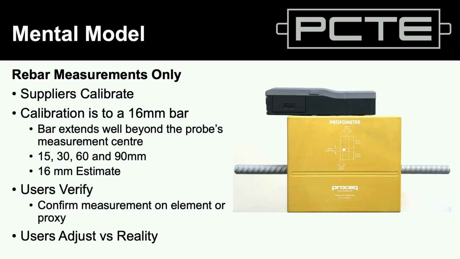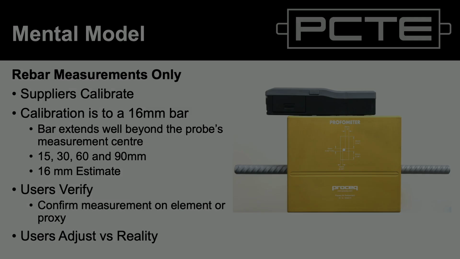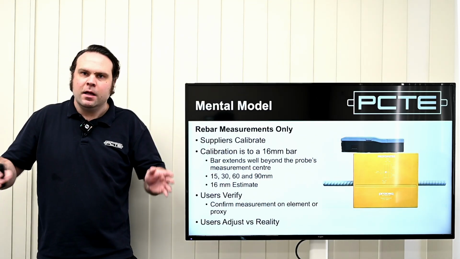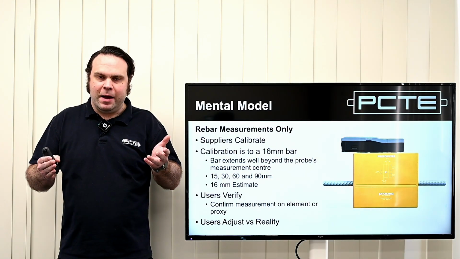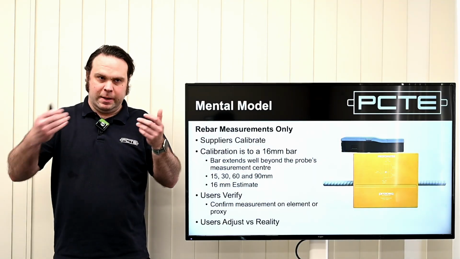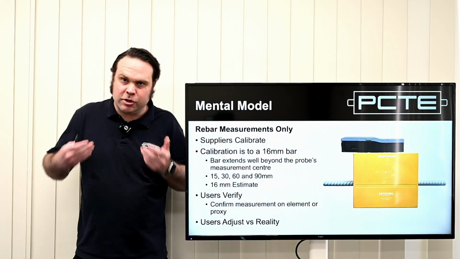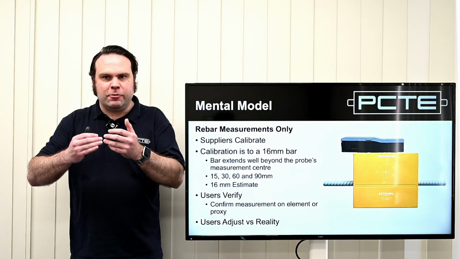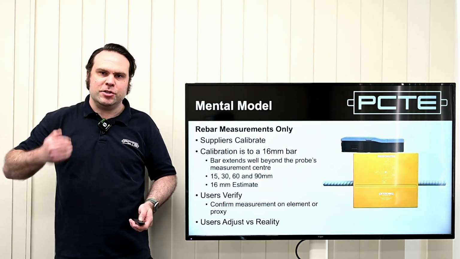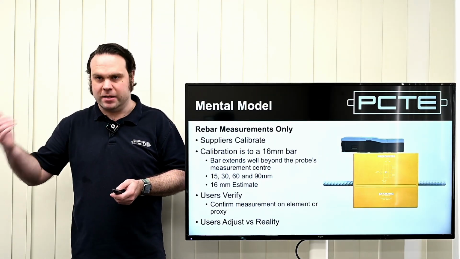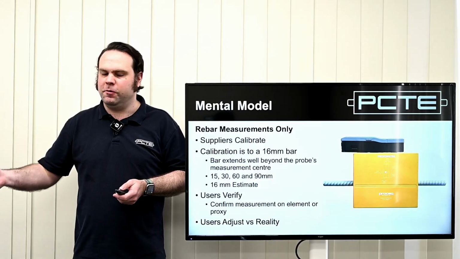So before I start telling you how they work and what we use them for, I want to give you a mental model that if you learn nothing else today, I want you to understand about your cover meters and how they are built and brought to you by the manufacturers and how you should apply them on site. The suppliers calibrate them, so when you get your calibration certificate and you see it's been checked typically to 60mm bars, 15, 30, 60 and 90 in the case of the Profimeter PM8000.